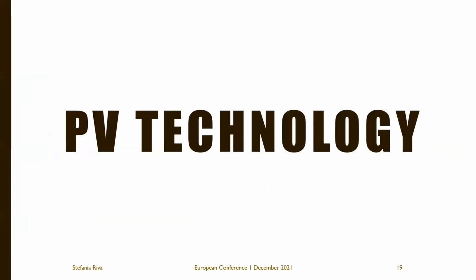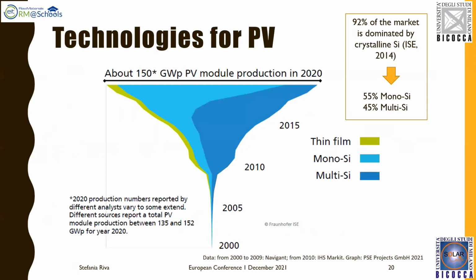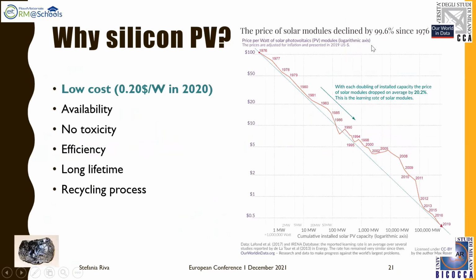Now we are going to talk about photovoltaic technology. Nowadays, the dominant technology for photovoltaics is based on crystalline silicon. From this data from 2014, 92% of the market in 2014 was dominated by crystalline silicon. But why is silicon so important, and why is silicon photovoltaics the most dominant one? There are different motivations.